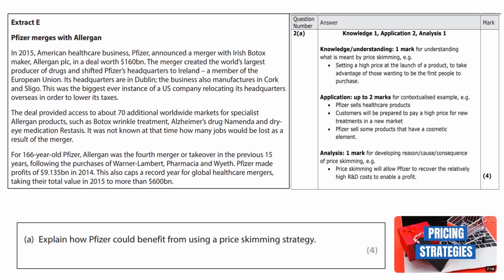For application, remember you need two references to the case study, such as Pfizer sells healthcare products. Customers will be prepared to pay a high price for new treatments in a new market. Pfizer sells some products that have a cosmetic element. And for your analysis, your development of the reason, the cause, the consequence: price skimming will allow Pfizer to recover the relatively high research and development costs to enable a profit.